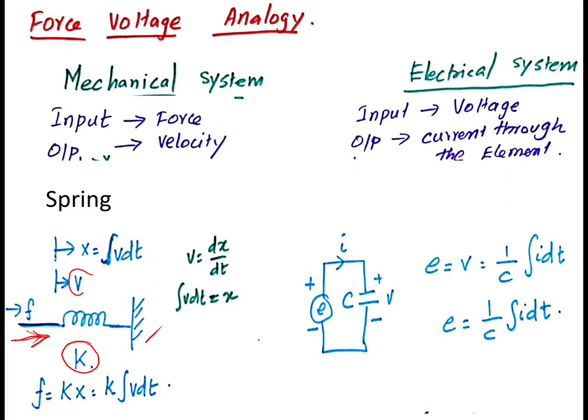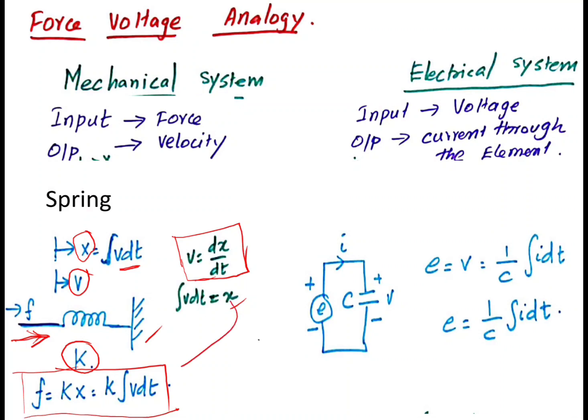The velocity is recorded as v, and the displacement is x, and this x is equal to the integration of v dt. Velocity v is the rate of change of displacement, and when we integrate both sides, we get the integration of v dt is equal to x. So the force balance equation is: the applied force is equal to k into x, that is displacement, which is equal to k into the integration of v dt. Since the spring is compressing and expanding, it is equivalent to a capacitor.